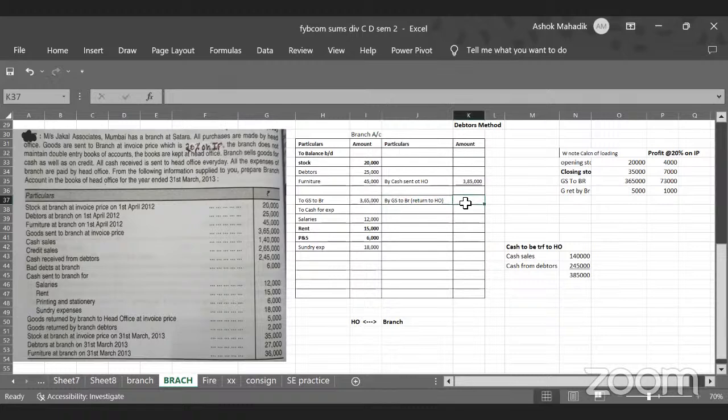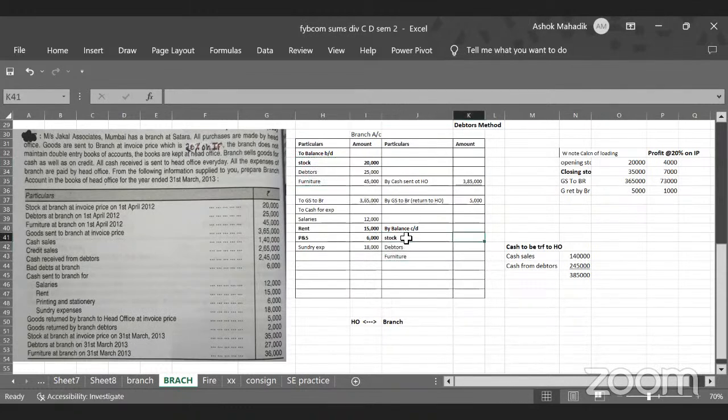What is the amount? Goods by debtors. Again, it is between branch and debtors, so it won't come here. Okay, this will not be recorded. Then next is stock at branch. So now closing balances are given. I told you we recorded opening balances on the debit side, so closing will be on the credit side. So by balance carried down. Okay, so we'll record those closing balances one by one.